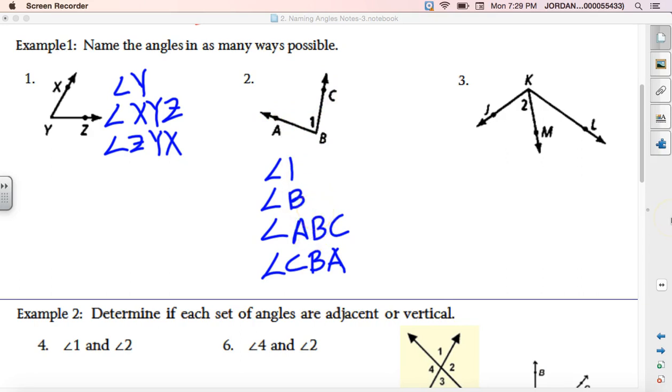Let's look at number 3 real quick. This one's a little trickier because now you've got two angles. So we've got to name as many angles as possible. So this angle right here, we can call it angle 2.